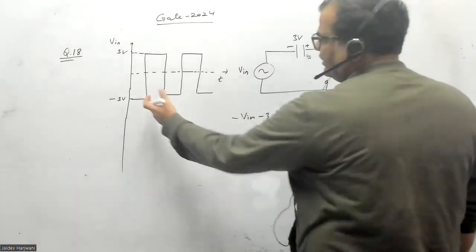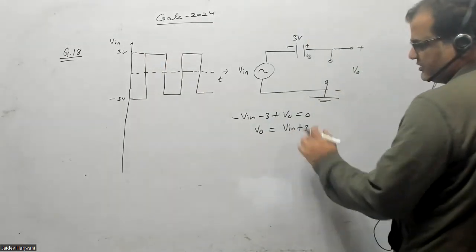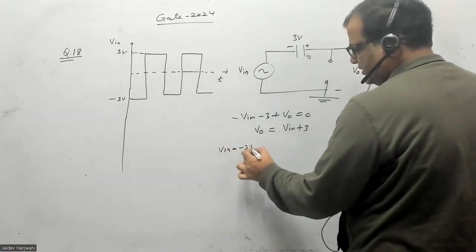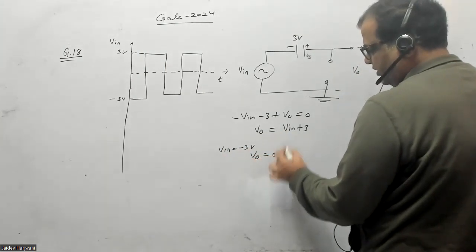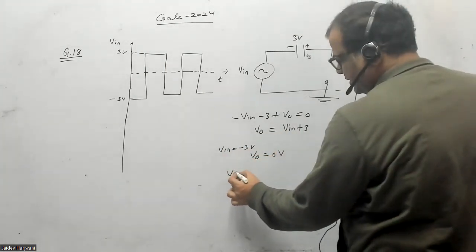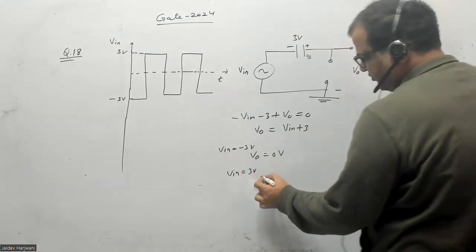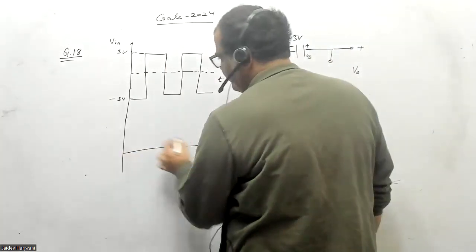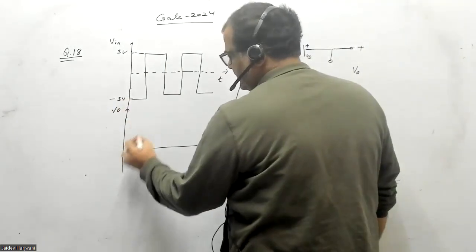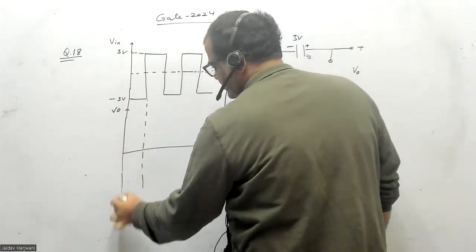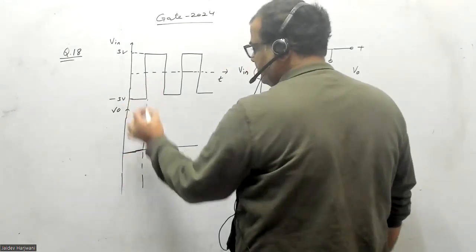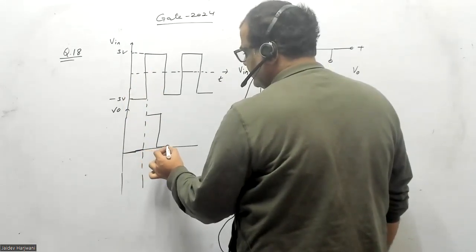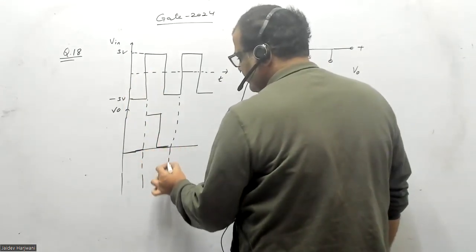Now V input can go from minus to plus. If V input is minus 3 volt, your V output becomes 0 volt. And if V input is 3 volt, your V output will become 6 volt. So if I now draw the output waveform, at minus 3 you'll get 0 and at plus 3 volt you'll get 6 volt. Like this you can draw the output waveform.